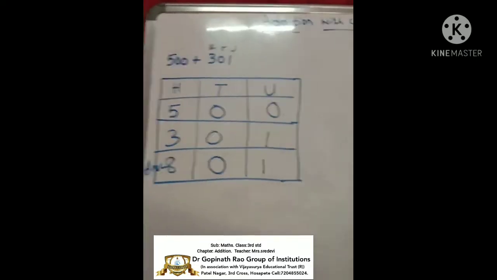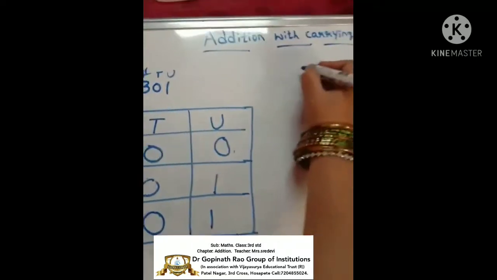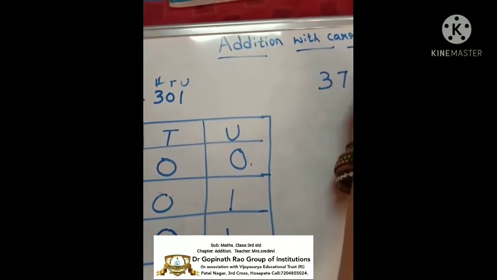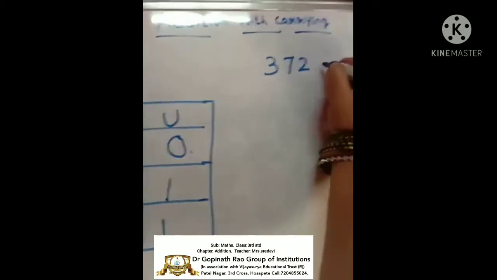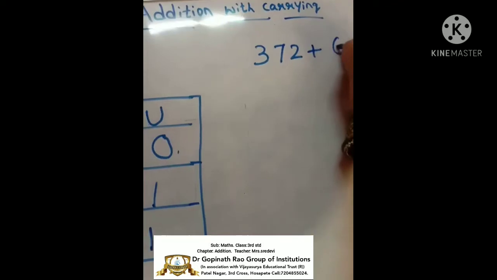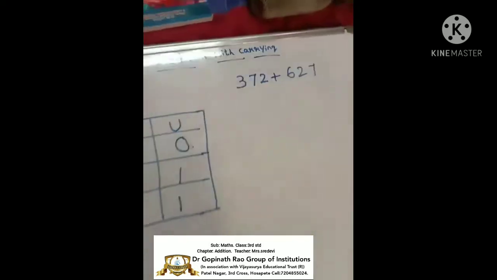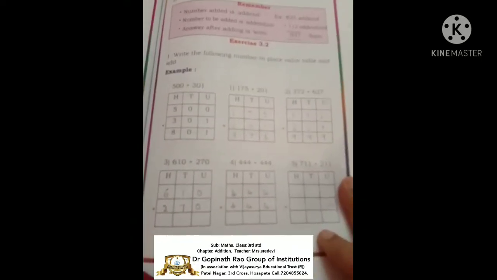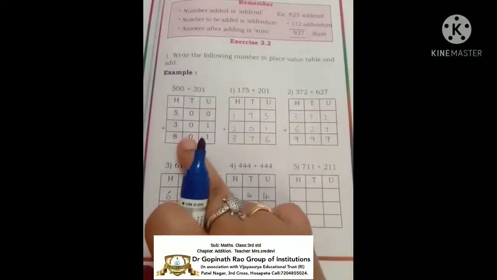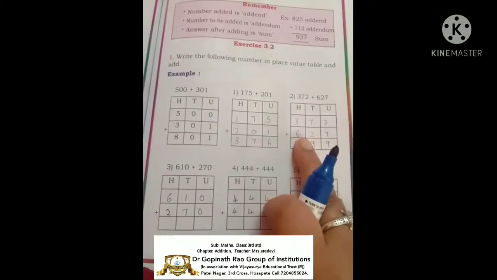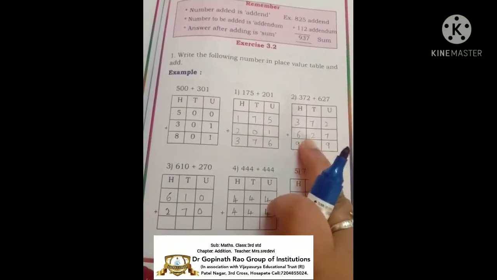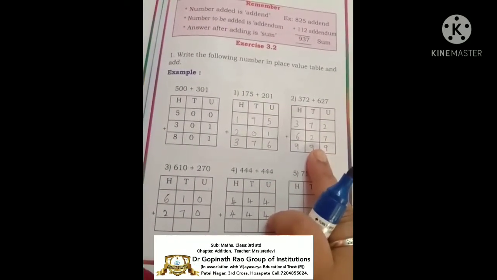So one more example without carrying we'll see. 372 plus 627. See, it is there on page number 85, children. I have solved the first example, now I am solving this. Okay, 372 plus 627. So what is there?